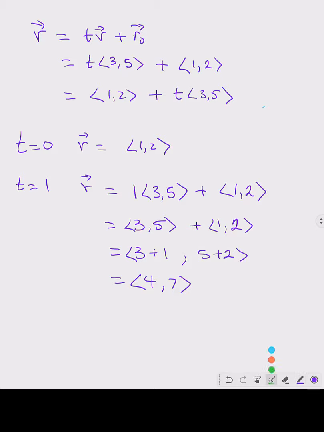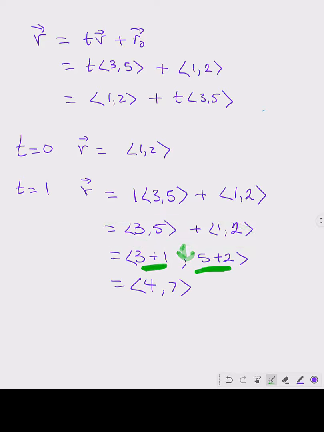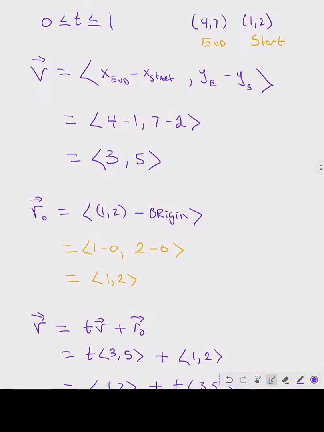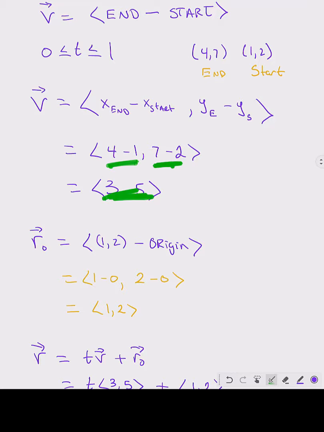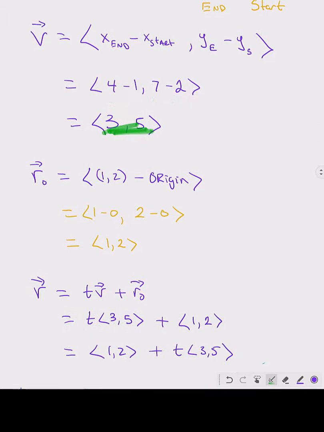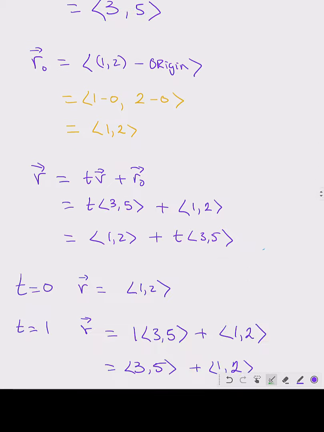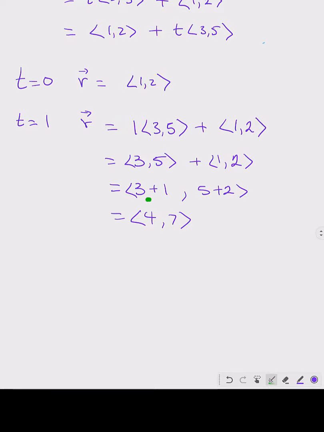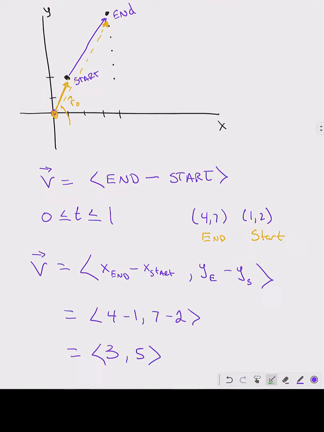And if you look, this step, 3, 1, 5, 2, you look up here to when we were putting things together, and we're sort of doing the reverse, right? So that's why that's working. We're doing the reverse of what we did with the end minus start. We're doing the other direction. Now we're adding them together. So we get this 4, 7, and sure enough, that's the point that we were ending at, 4, 7.